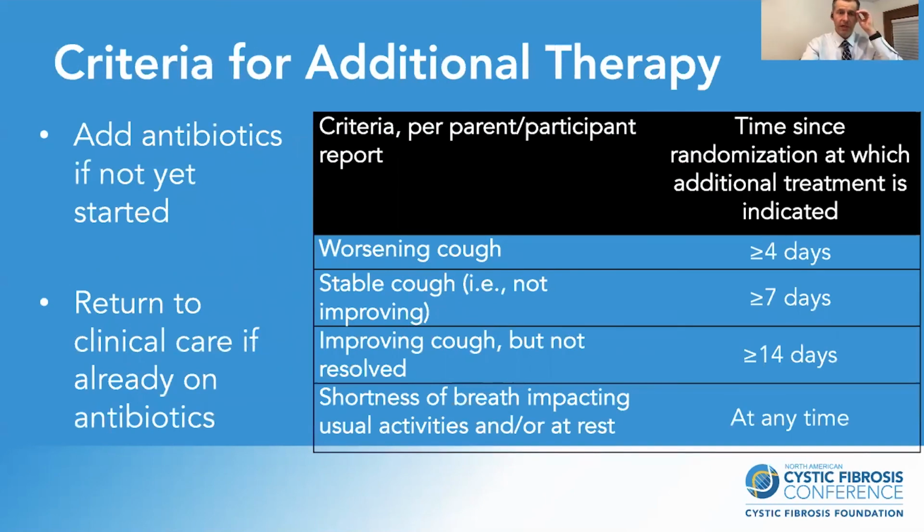We developed criteria for additional therapy. If they're in the tailored therapy arm and haven't started antibiotics yet, then we would add antibiotics. But if they're already on antibiotics and they're meeting these criteria, then they would return to clinical care. These criteria were also developed with focus groups of parents and CF providers. So we would prescribe additional interventions if cough is worsening for more than 4 days, cough is stable but not improving for more than 7 days, cough is improved but not resolved after 2 weeks on the study, and then if the participant develops shortness of breath impacting usual activities at any time, then they would escalate care.